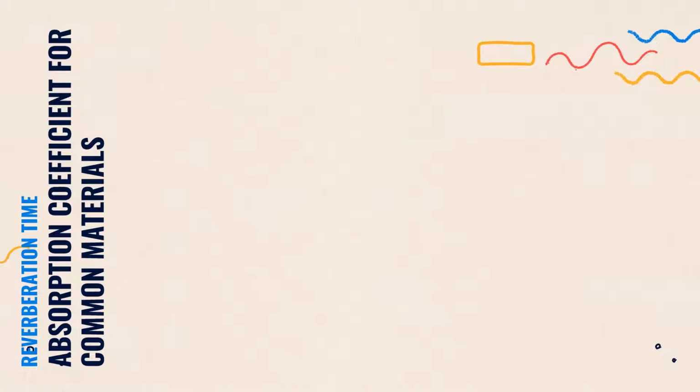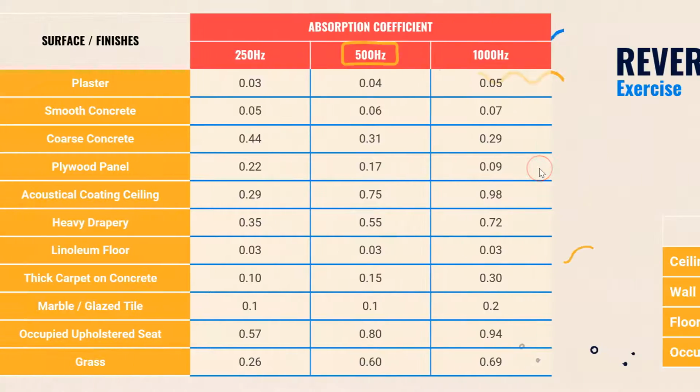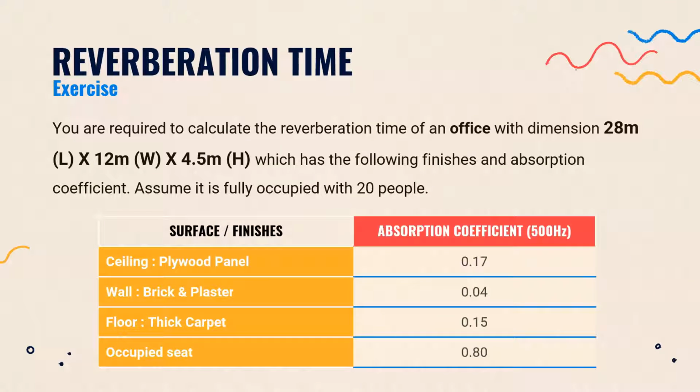So to get the total absorption, we need to multiply the absorption coefficient. So these are the absorption coefficient. Now there are different numbers of absorption coefficient for different frequency. For this exercise in this lecture, we will use 500 Hz. So here are the numbers. Now let's try to calculate. Let's do this together. So pause the video, take a pen and paper, or you can use your computer to calculate the reverberation time with me.